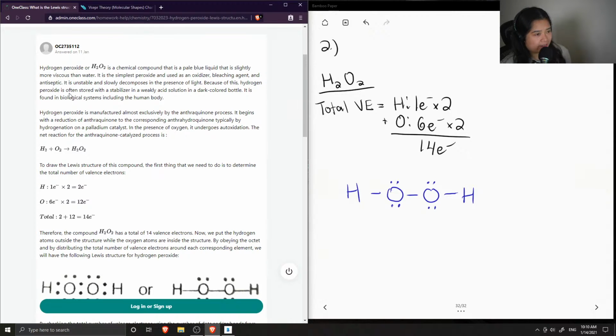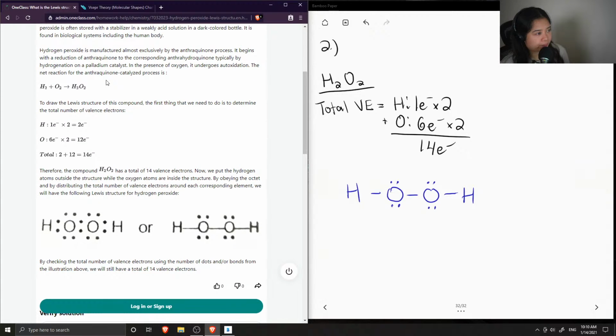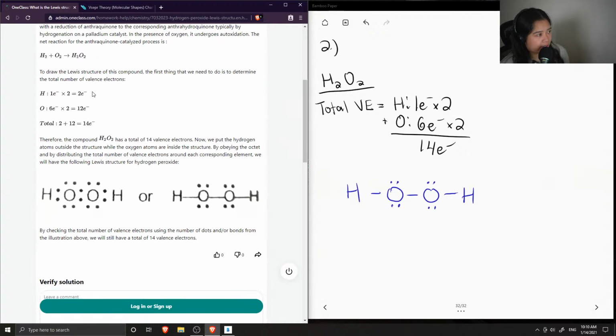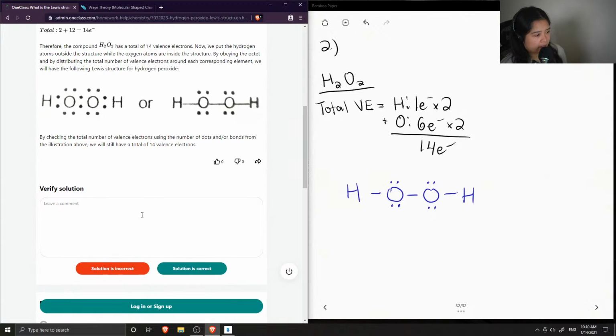Oh, they said it right now. It's often stored with a stabilizer in a weakly acid solution in a dark colored bottle. It is found in biological systems, including the human body. Then they talk about how it is manufactured. It is interesting. And to draw the Lewis structure, we need to find the total number of valence electrons, which was 14. And they drew out the correct Lewis structure. So this solution is correct.